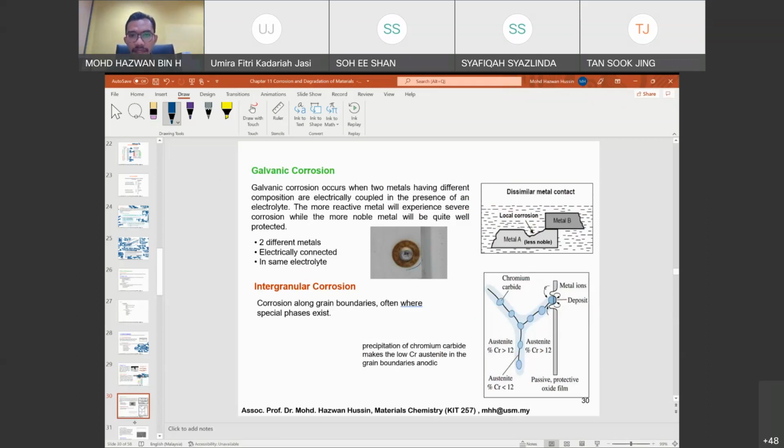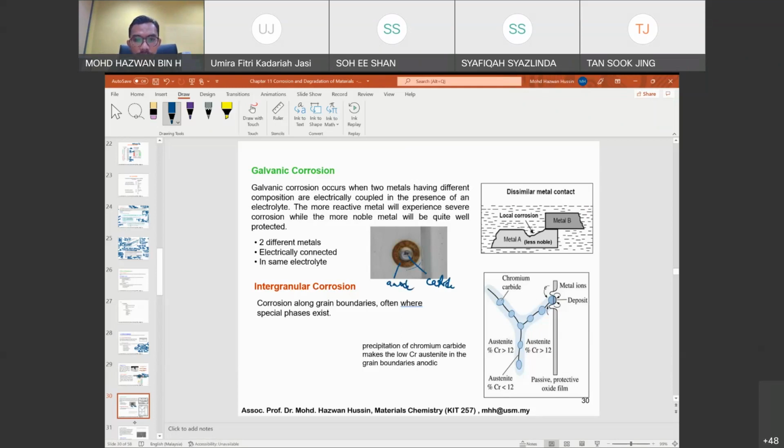So it is actually attached together and exposed to the same environment. The environment can be assumed as the electrolyte, and the two different metals can be considered as the electrodes. This creates a so-called galvanic effect where one will be anode and one will be cathode. Of course, the one that is more active will be anode and the other one will be cathode.